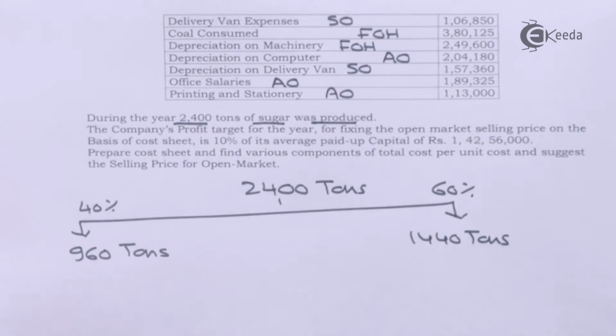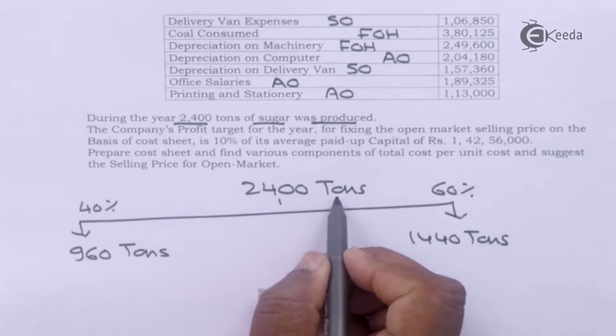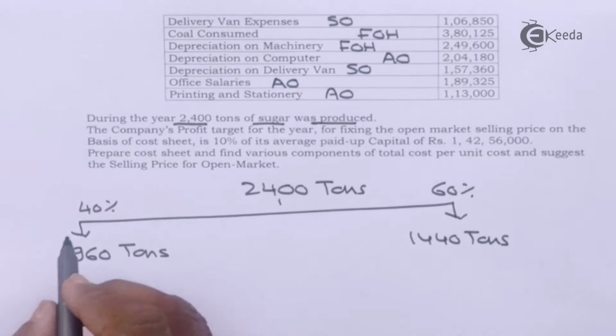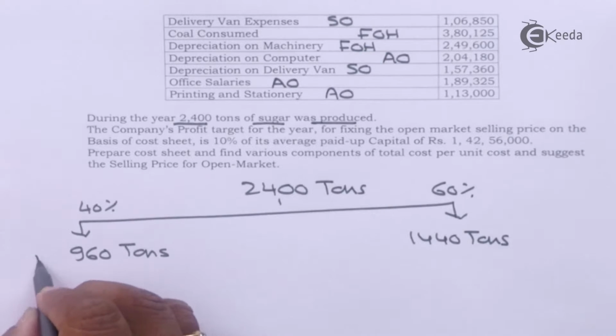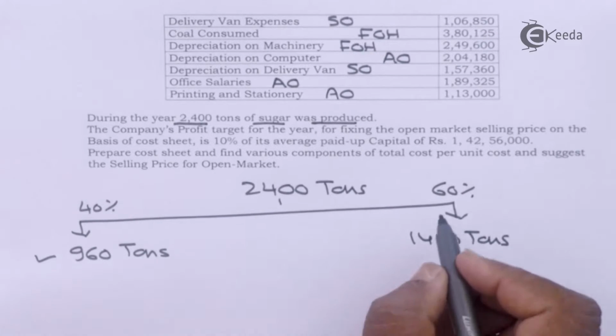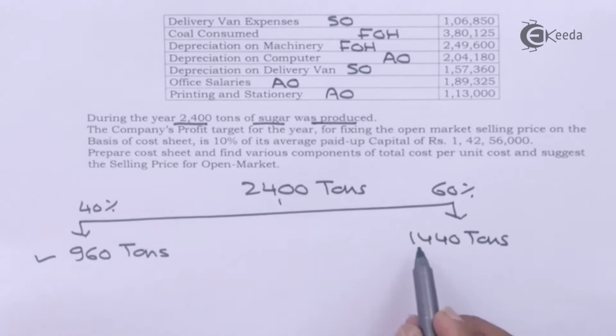Total sugar produced is 2400 tons. As per the license condition, you are required to sell 40% to the government. So 40% comes to 960 tons. It will be sold to the government. Balance 60% comes to 1440 tons. It will be sold in the open market.